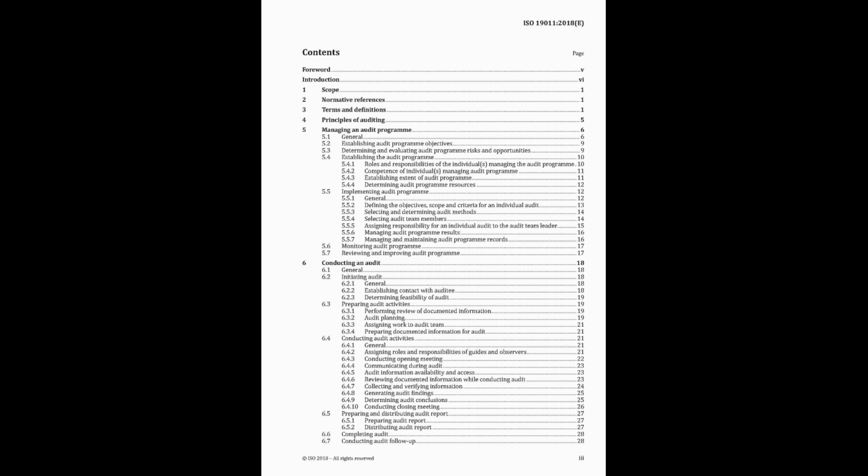What's left? The paperwork. 6.5. Preparing and distributing the audit report, making it official. The team leader, they're the author here. They write the report based on everything we've done, all the conclusions we've reached. And the standard, it's very specific about what that report needs to include. The essentials. Objectives, scope, who the client is, who participated, dates, locations, the criteria we used, all the findings, the evidence, the conclusions. A complete record.